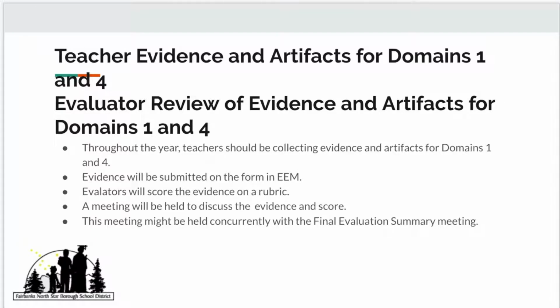Teacher evidence and artifacts for domains 1 and 4, and the evaluator review of evidence and artifacts. Throughout the year, teachers should be collecting evidence to submit to their evaluators for domains 1 and 4. Evaluators will score their provided evidence on a rubric. A meeting, which may be held concurrently with a final evaluation summary meeting, will be used to discuss the ratings for domains 1 and 4.